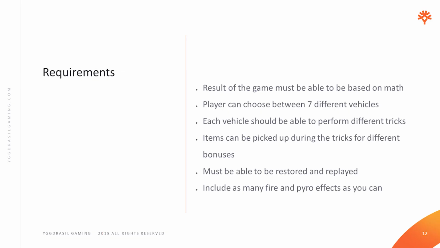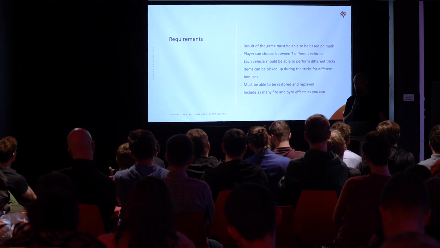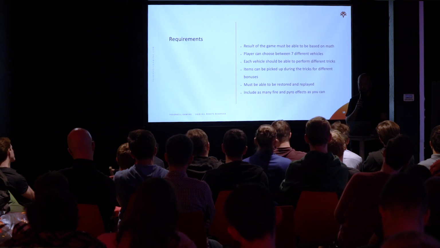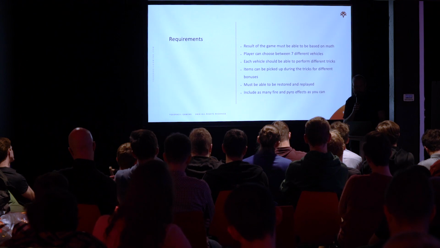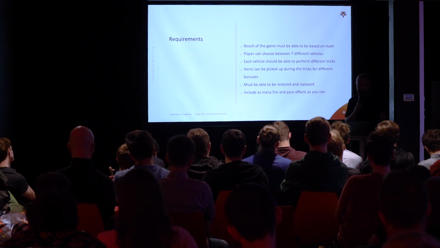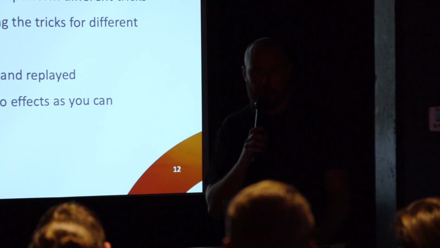So, some requirements we had. All of our slot games are based on math, so the game must be designed in a way that it can accept math as input. It's not a skill game. There are 7 different vehicles. Each vehicle will have different stats that impact the result of the game. And different vehicles can perform different kinds of tricks, and tricks affect the winnings. Stunt jumps should have item pickups, for example collectibles, speed boosts and multipliers.